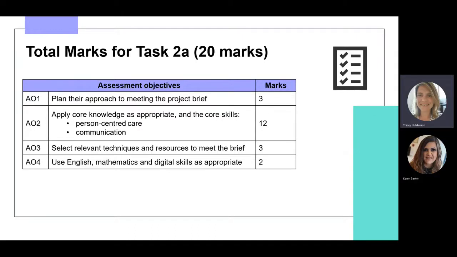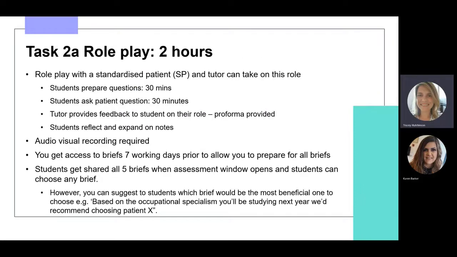So let's look at the marking for task 2A. Task 2A is worth 20 marks. Focusing on the assessment outcomes and marks linked to 2A, 12 of the 20 marks come from the application of those 2 key core skills, with the rest awarded across AO1, AO3 and AO4. So let's break down this task, this role play, in a bit more detail.